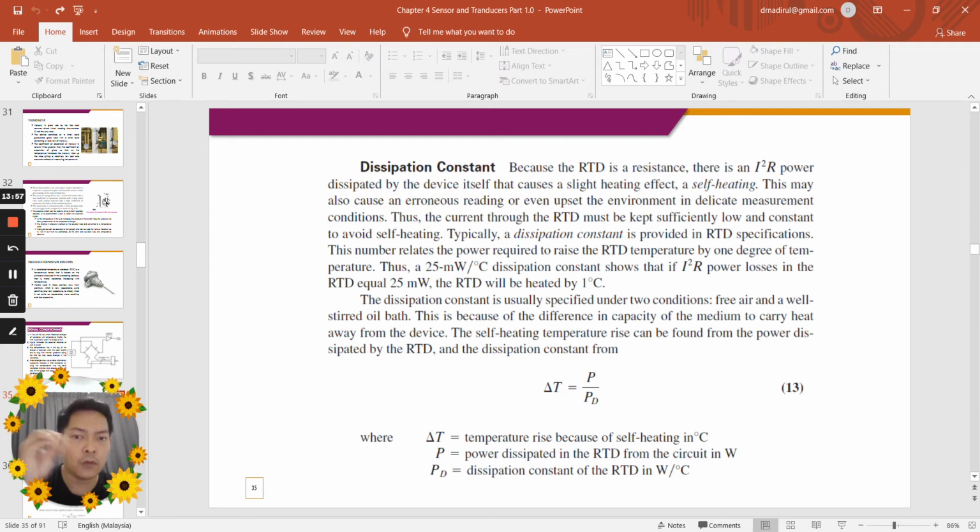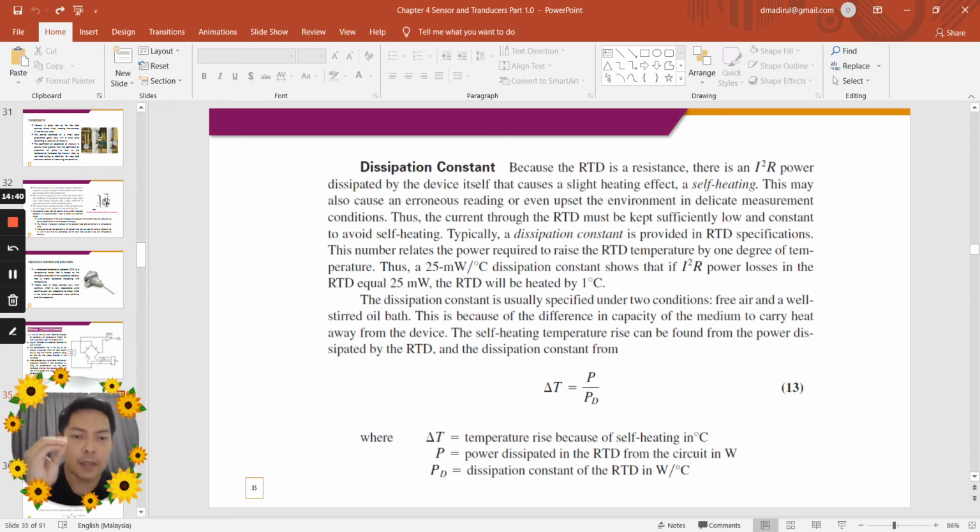Okay. Typically, a dissipation constant is provided in an RTD specification. So, in order to avoid self-heating, the RTD devices are normally equipped with a dissipation constant. Okay. This number relates the power required to raise the RTD temperature by 1 degree. Thus, a 25 milliwatt dissipation constant shows that if the I squared R power loss in the RTD equals 25 milliwatt, the RTD will be heated by 1 degree Celsius. Okay, so the dissipation constant is usually specified under two conditions: free air and well-stirred oil bath. Okay, this is because of the difference in the capacity of the medium to carry heat away from the device.